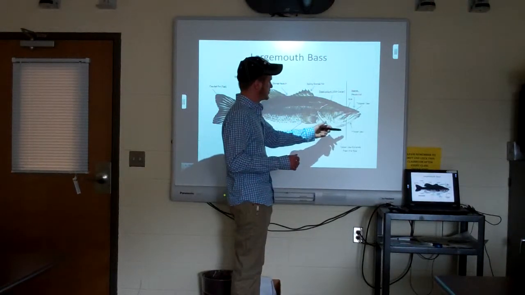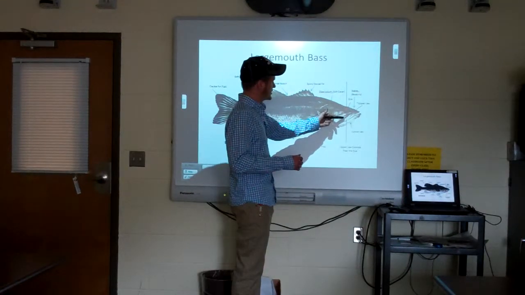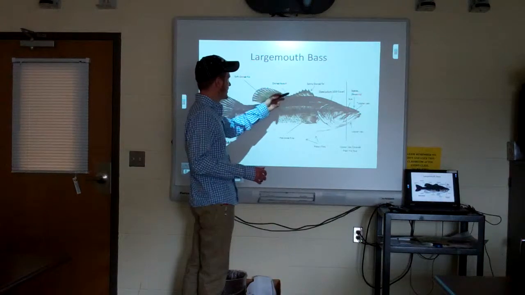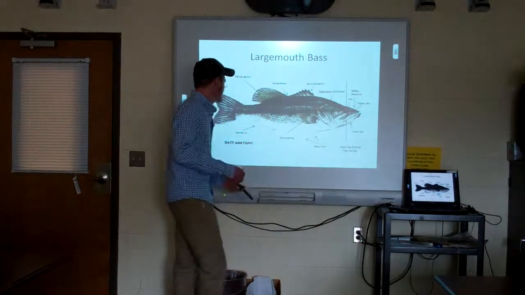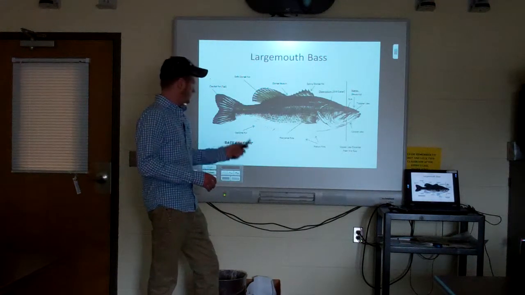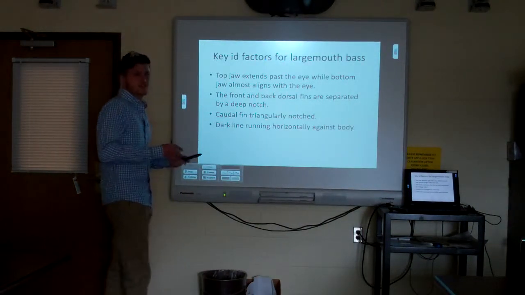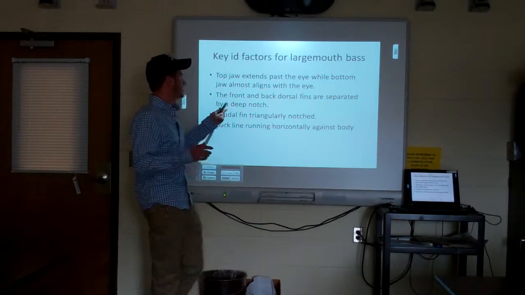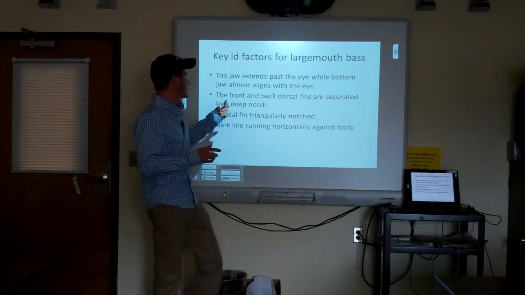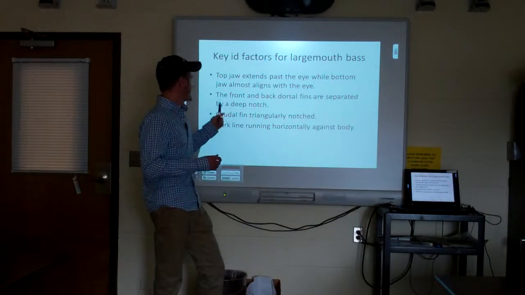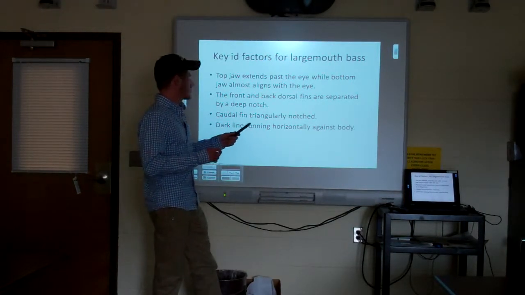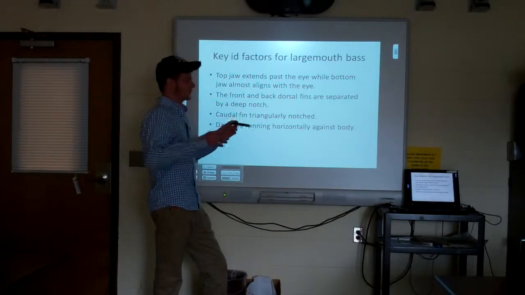The line goes through the middle of the eye, and the front jaw extends beyond it. Here's a better example of the dorsal notch that I was talking about that separates the two dorsal fins. Alright, so as I said, some of the key factors is the top jaw extending past the eye, while the bottom jaw aligns almost with the eye. The front and back dorsal fins are separated by a deep notch, and the caudal fin is triangularly notched. And there's also a dark line running horizontally across the body.